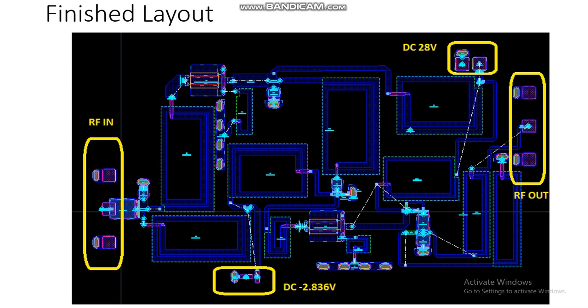And when everything is done, here I have put a layout of the design. You can see that DC voltage supplies are on the top and the bottom, and RF inputs and outputs are on the left and right using RF probes.